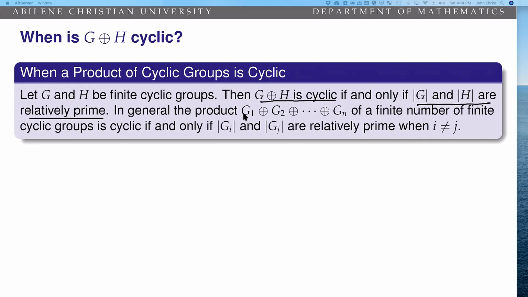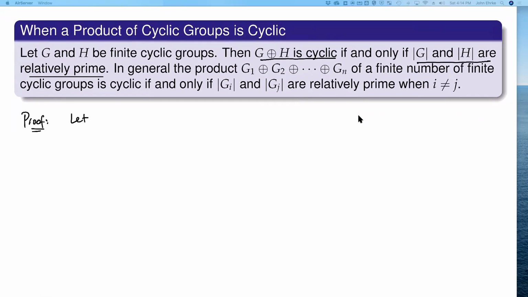So the idea is if you have a direct product of several groups, it's going to be cyclic if and only if all of the group orders are relatively prime. Let's actually prove that. I'm going to do it in the case for two groups, but you can use induction to show it for the general case. So let's let the order of G be the number M, and let's let the order of H be the number N. Then we can say that the order of the direct product of G and H is M times N.